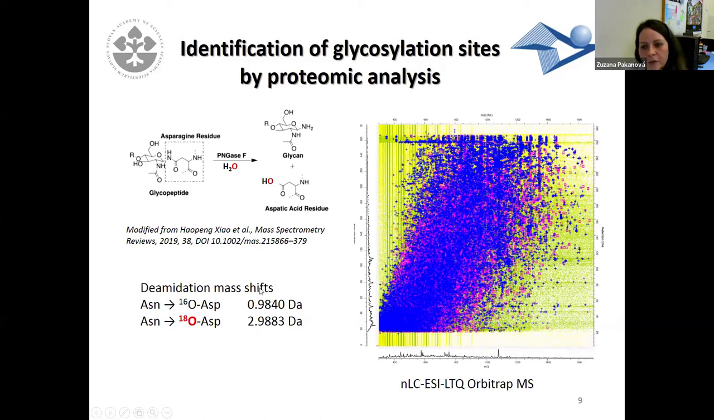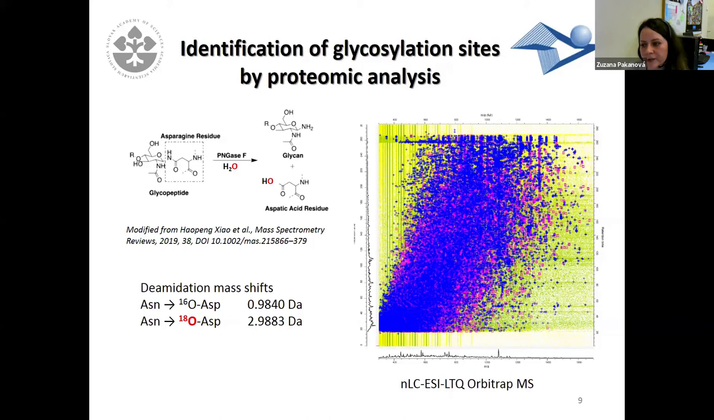And in normal water, you can see the mass shift of around one Dalton. But when you use a heavily labeled 18O water, the mass shift will be three Daltons. So this is a really big mass shift, easy to observe, and it also allows us to distinguish between a spontaneous deglycosylation that happens and deglycosylation by PNGase-F that we added. So for this approach, we then analyze these glycopeptides or deglycosylated peptides with nano-LC orbitrap mass spectrometry.